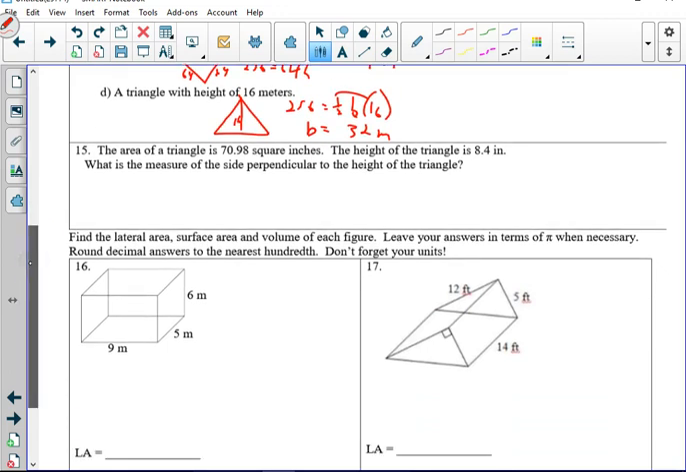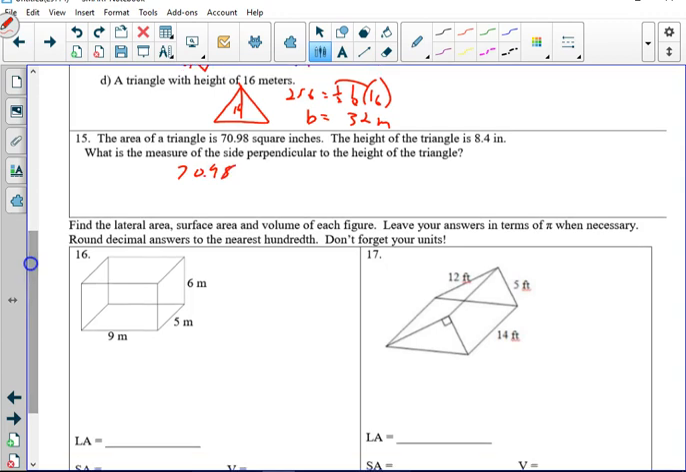The area of a triangle is 70.98. The height is 8.4. What's the measure of the side perpendicular to the height of the triangle? So 70.98 is the area, 1/2 base times the height of 8.4. 1/2 of 8.4 is 4.2. So we divide by 4.2, we get 16.9 inches for the base.